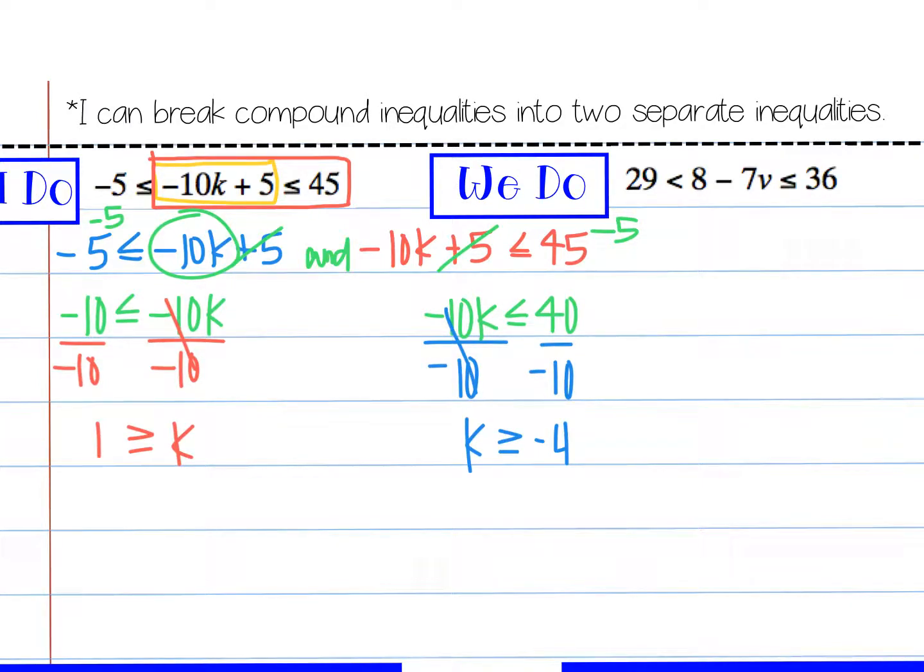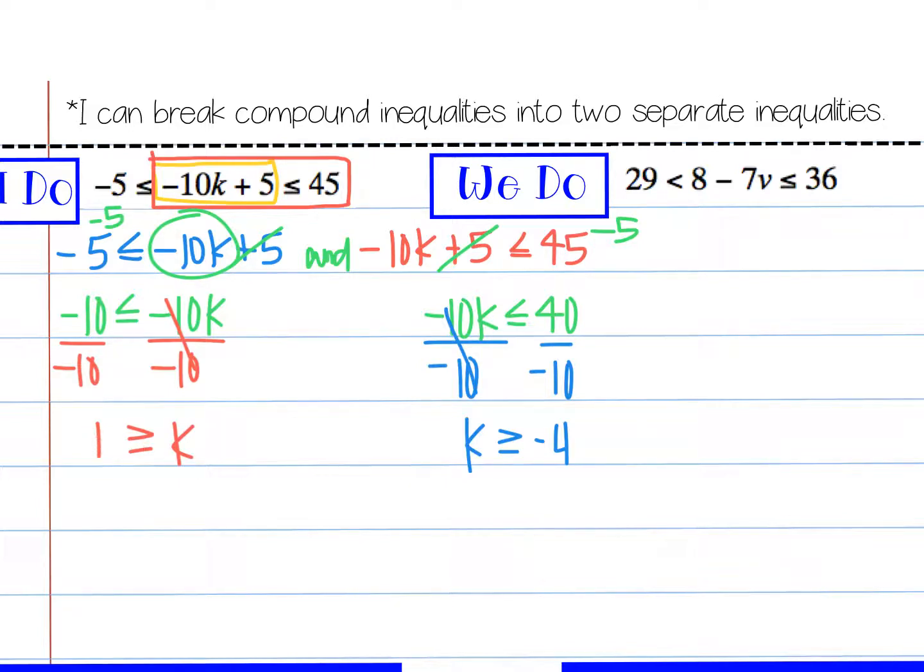So then how do I state my final answer? This is where it can get a little tricky if you don't really pay attention to what it's saying. So this is saying that k is greater than or equal to -4. So -4 is a small number. And this is saying 1 is greater than or equal to k. So essentially k is going to be smaller than this 1.